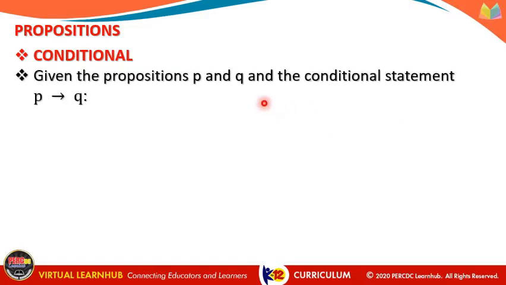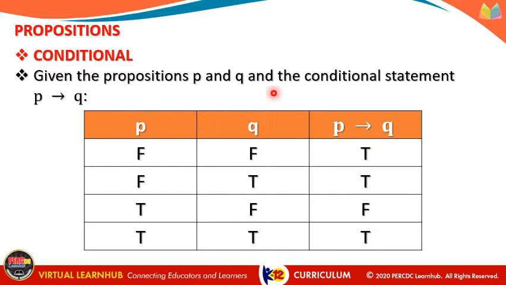Let's now go to conditional propositions. Take note that for conditional propositions, almost all combinations result in a true statement, except for this one. Again, for conditional propositions, you have two parts, the antecedent and the consequent. The only time wherein the conditional proposition is false is when your antecedent is true and the consequent is false. That is the only time that our conditional proposition will be false. In other instances, it's true.